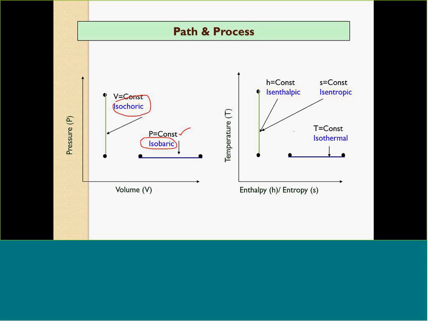In thermodynamics, also when we have enthalpy and entropy. For the thermal constant process, we're going to have the isothermal. When enthalpy is constant, you're going to have isenthalpic, and when entropy is constant, you have isentropic. For this part, have a look at the final chapter.